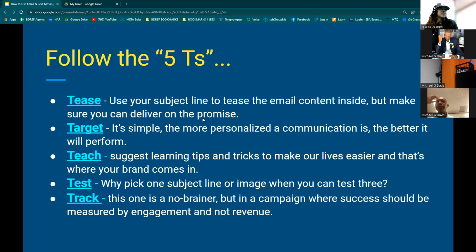After you tease them, the target. It's simple. The more personalized a communication is, the better it will perform. Keep it simple, targeted, and personalized. So what would you say, Mike? I've seen some people do "Attention realtors," but I think that can be... Yeah, I mean, it's targeted. I know what you're saying.